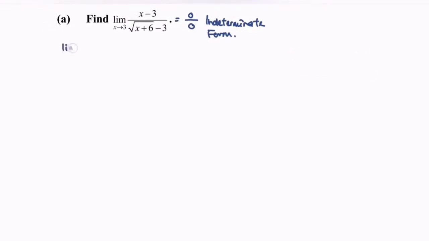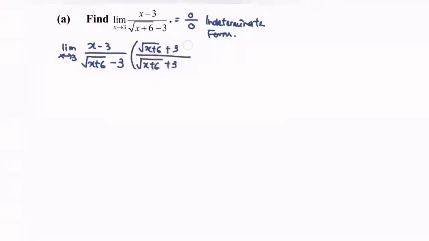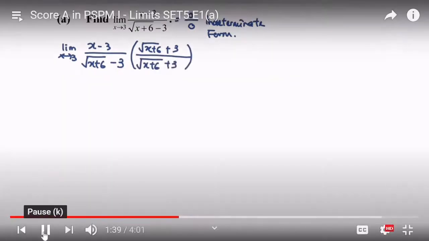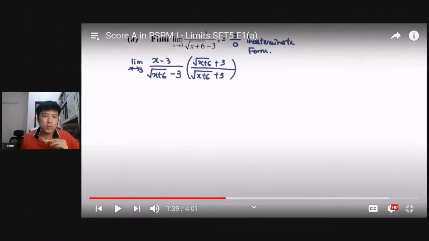So limits when x approaching 3 for the function x minus 3 over square root of x plus 6 minus 3. So the conjugate will be square root of x plus 6 plus 3 over square root of x plus 6 plus 3, to expand the situation. So when we get to here, what is the stage? Kindly take note. What do you need to take note of here?